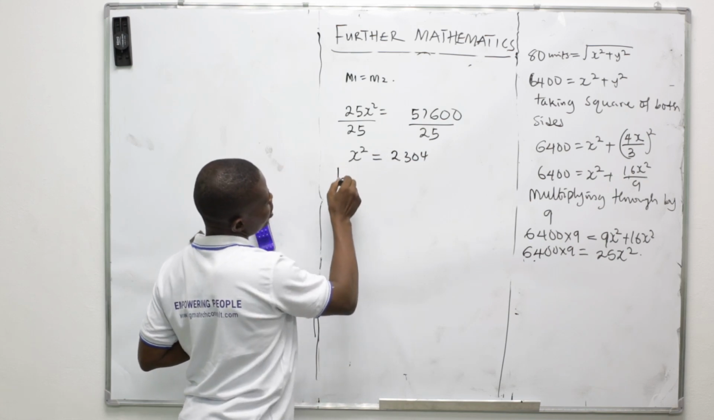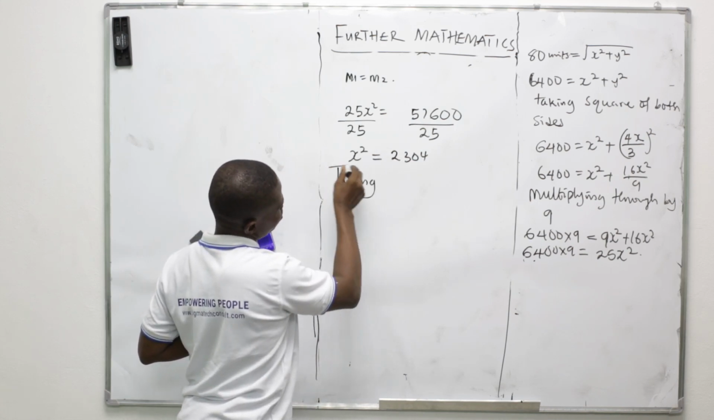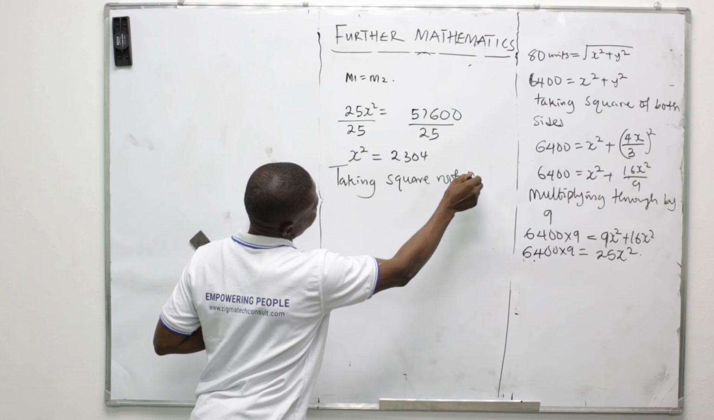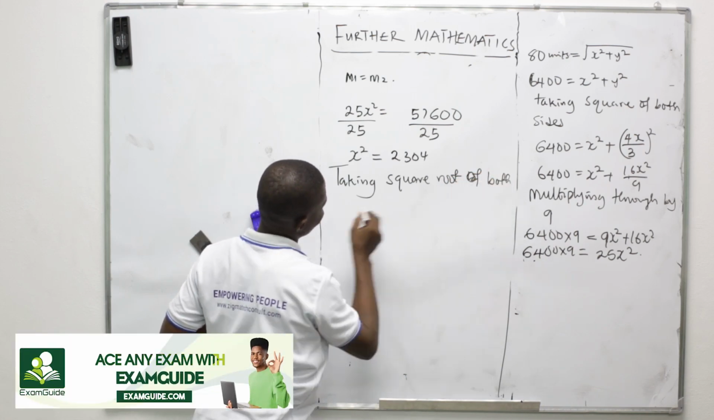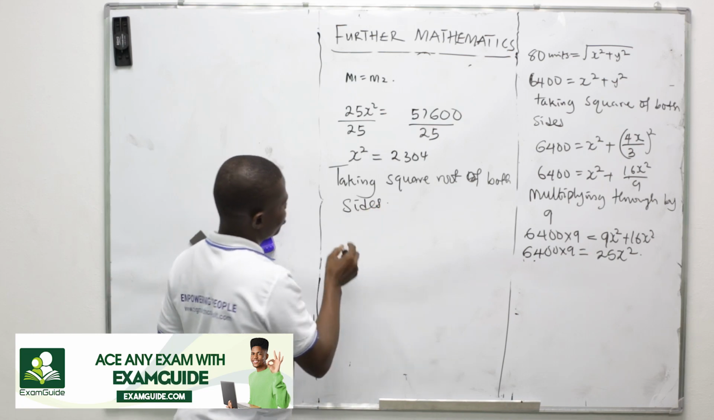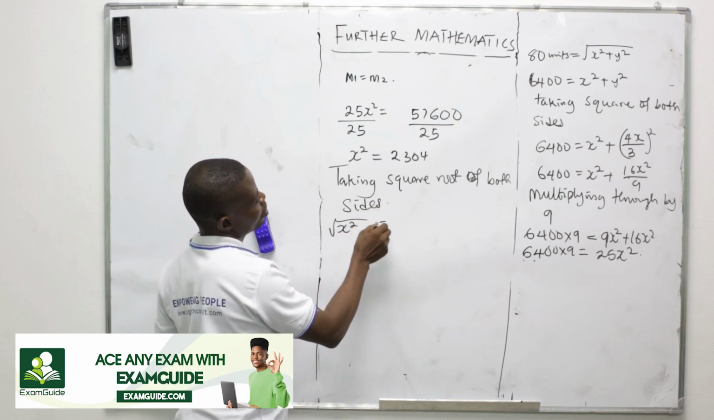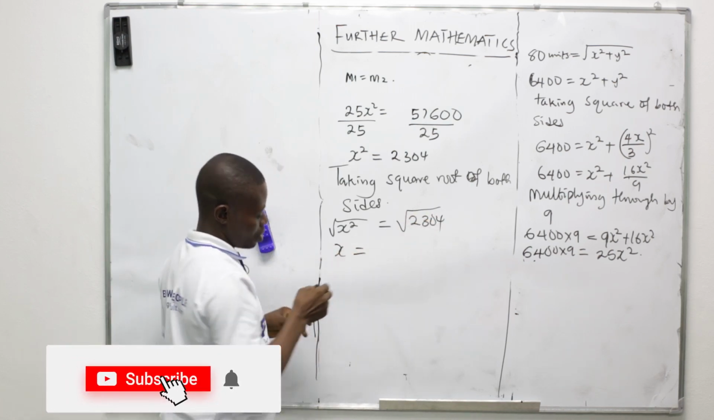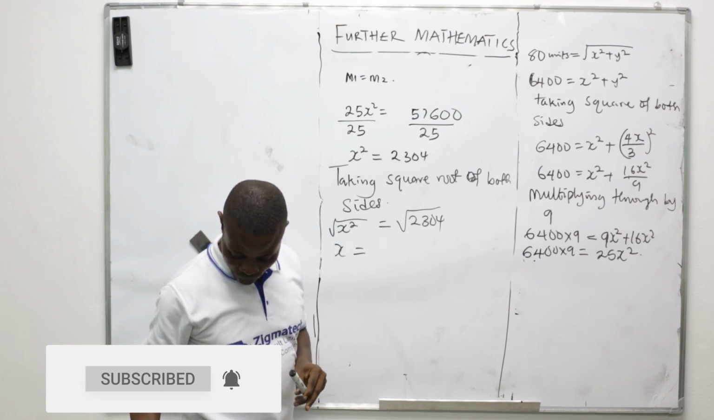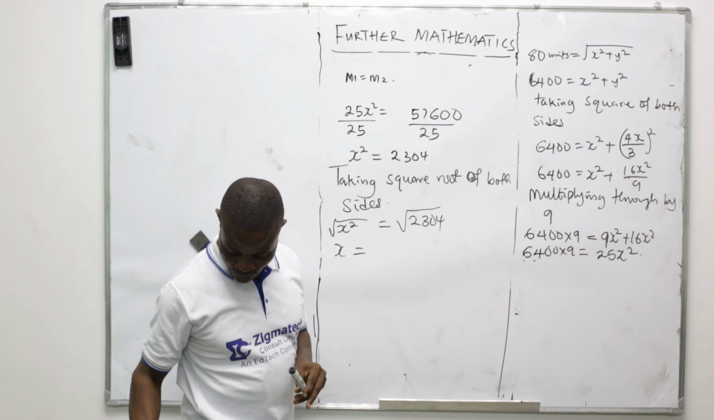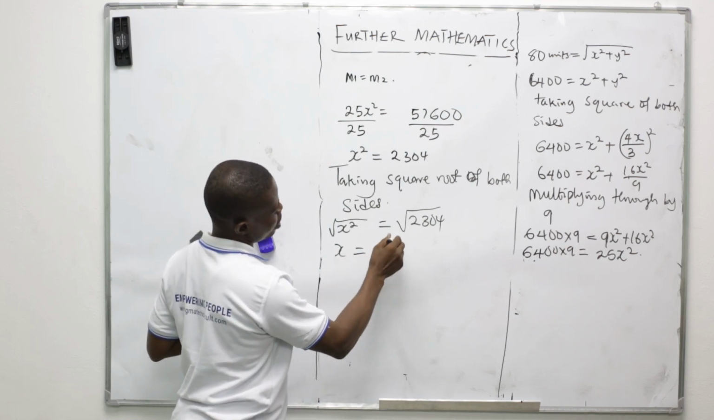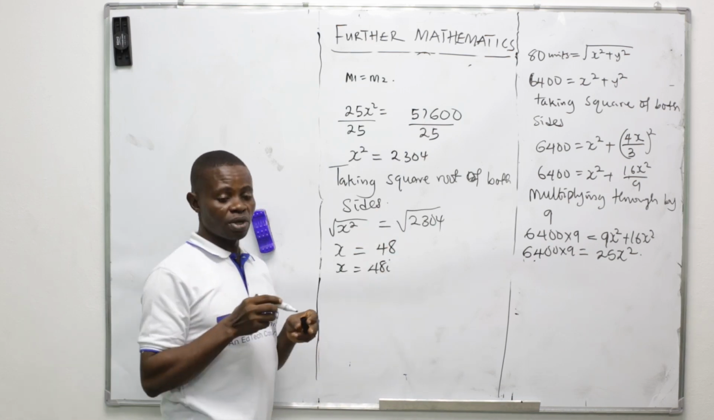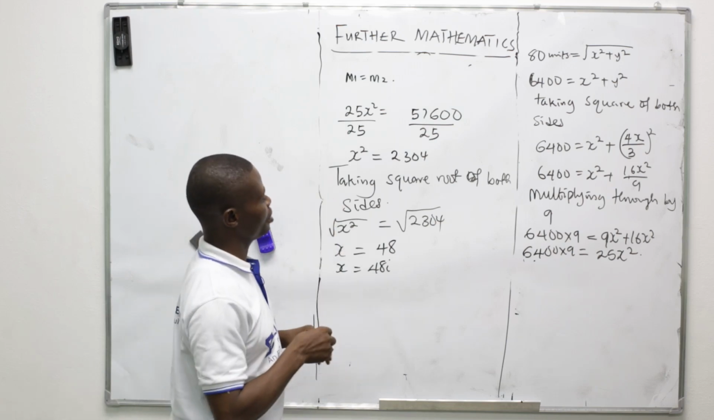2304, taking square root of both sides, that is root s squared now equals 48, that is s equals 48i. Remember, we are trying to represent in the form of i and j.